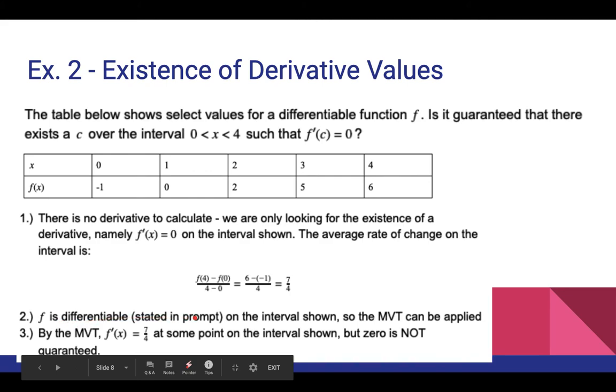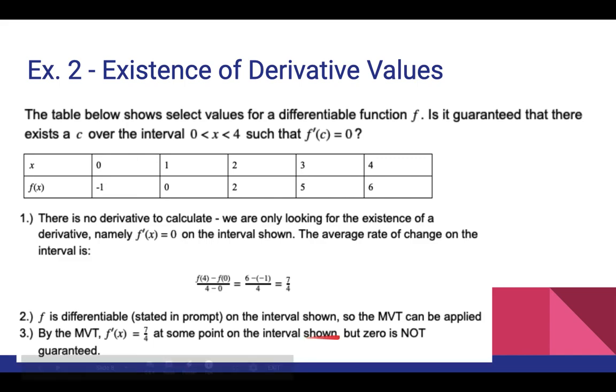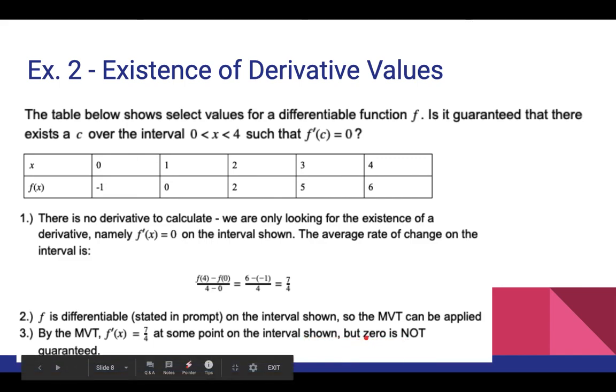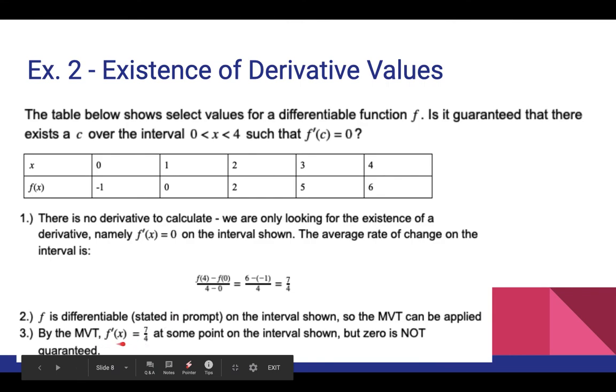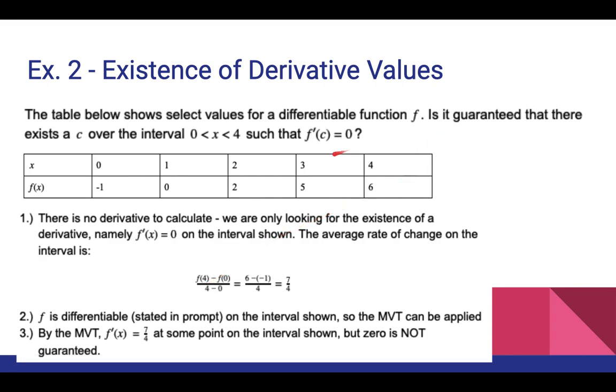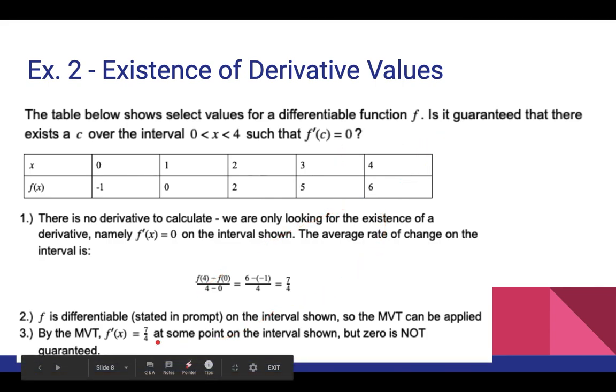So we know f is differentiable as it's stated in the prompt, so the mean value theorem can be applied. By the mean value theorem, our first derivative is guaranteed to be equal to 7/4 at some point on the interval, but not 0. The reason being is that our average rate of change is non-zero, it's 7/4. If our average rate of change was equal to 0, that would guarantee that our first derivative has to equal 0 at some point. But because our average rate of change is not equal to the value of interest, we cannot guarantee that our first derivative will equal 0 over this interval. The only thing we can guarantee is that at some point our first derivative will be equal to 7/4.